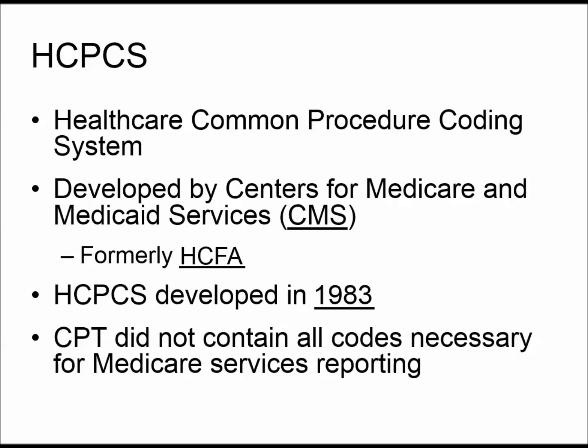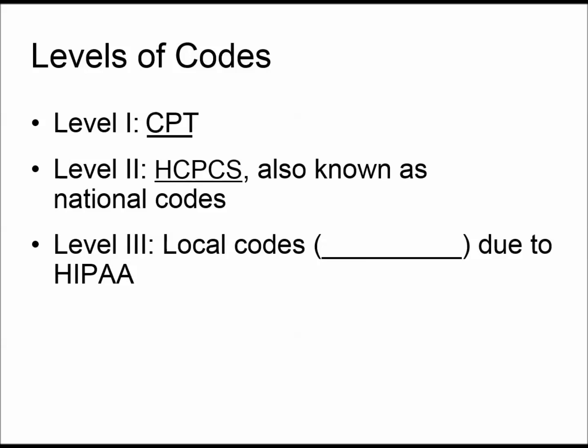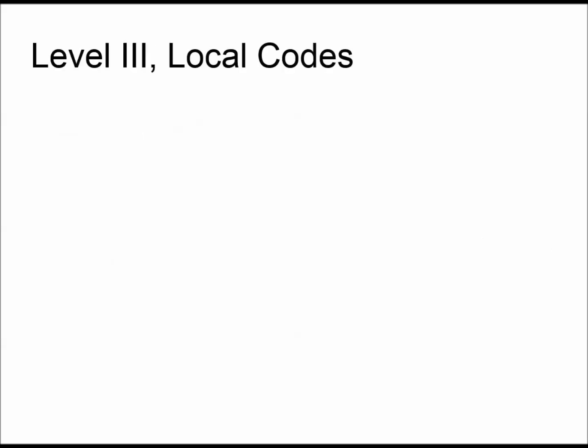What happened was CPT didn't contain all the codes necessary for these, and so that's why CMS went ahead and created another manual. And they do have different levels of codes. Level 1, again, is your CPT. Level 2 is your HCPCS, also known as national codes. And then level 3, we had already determined had been phased out and is no longer used. Some of them were integrated into your HCPCS codes. Okay, let's continue talking about level 3 local codes.